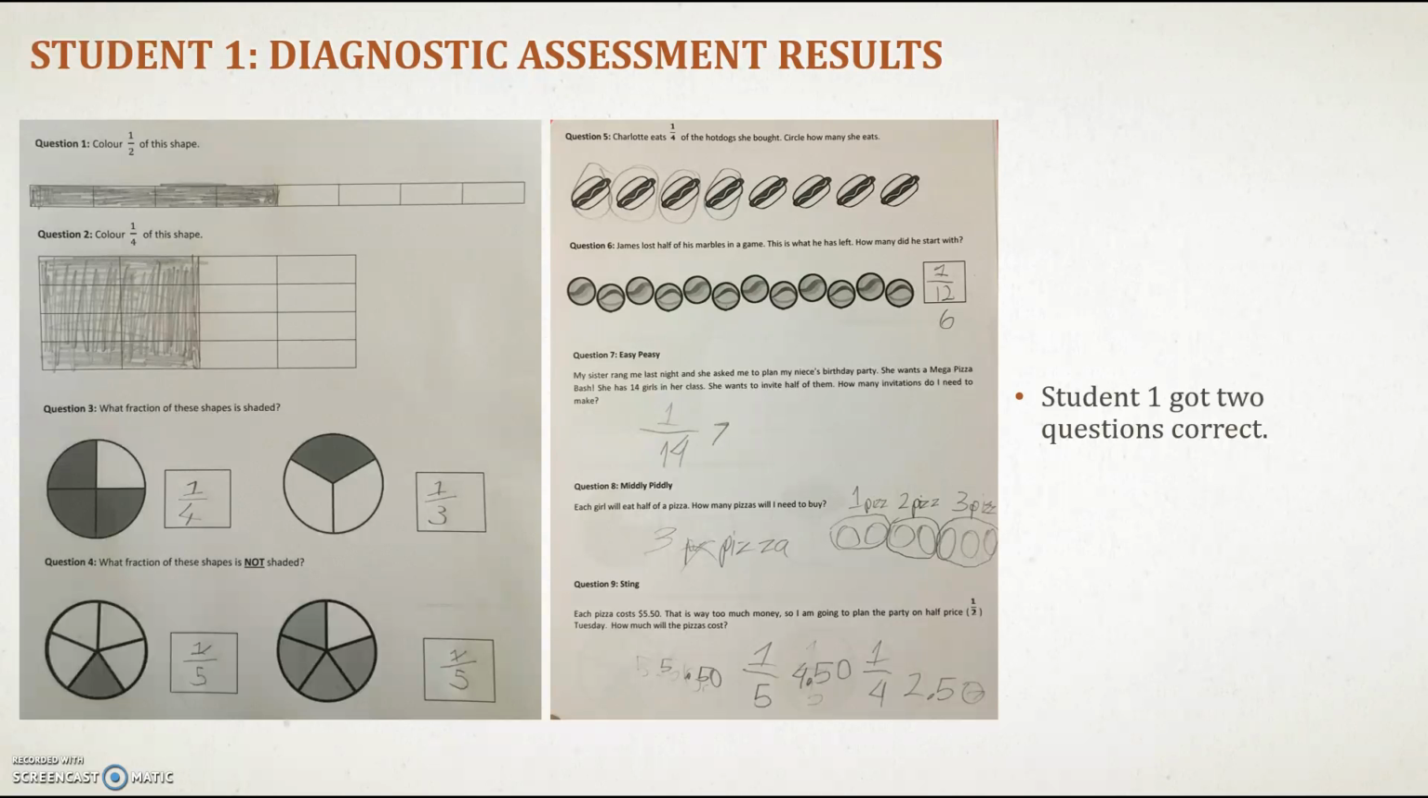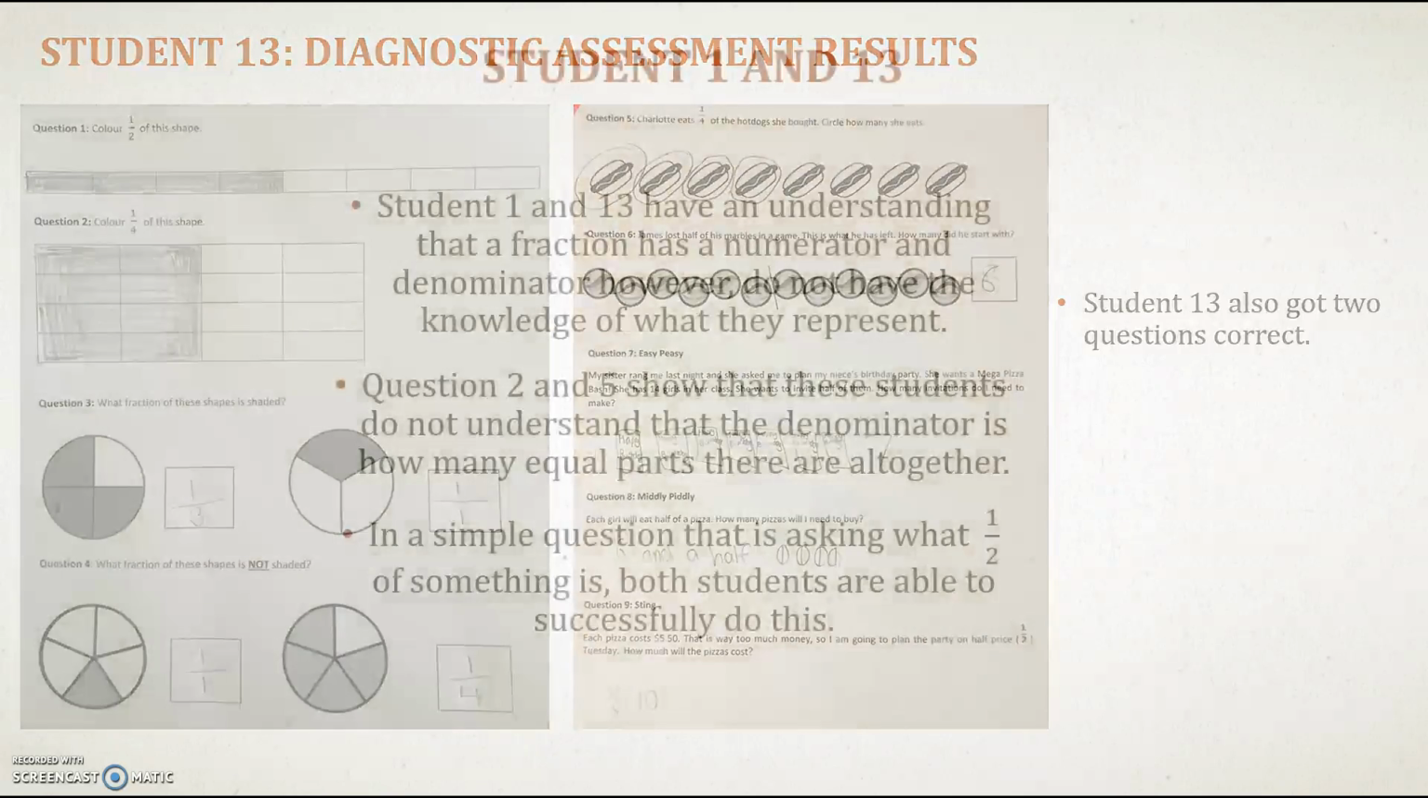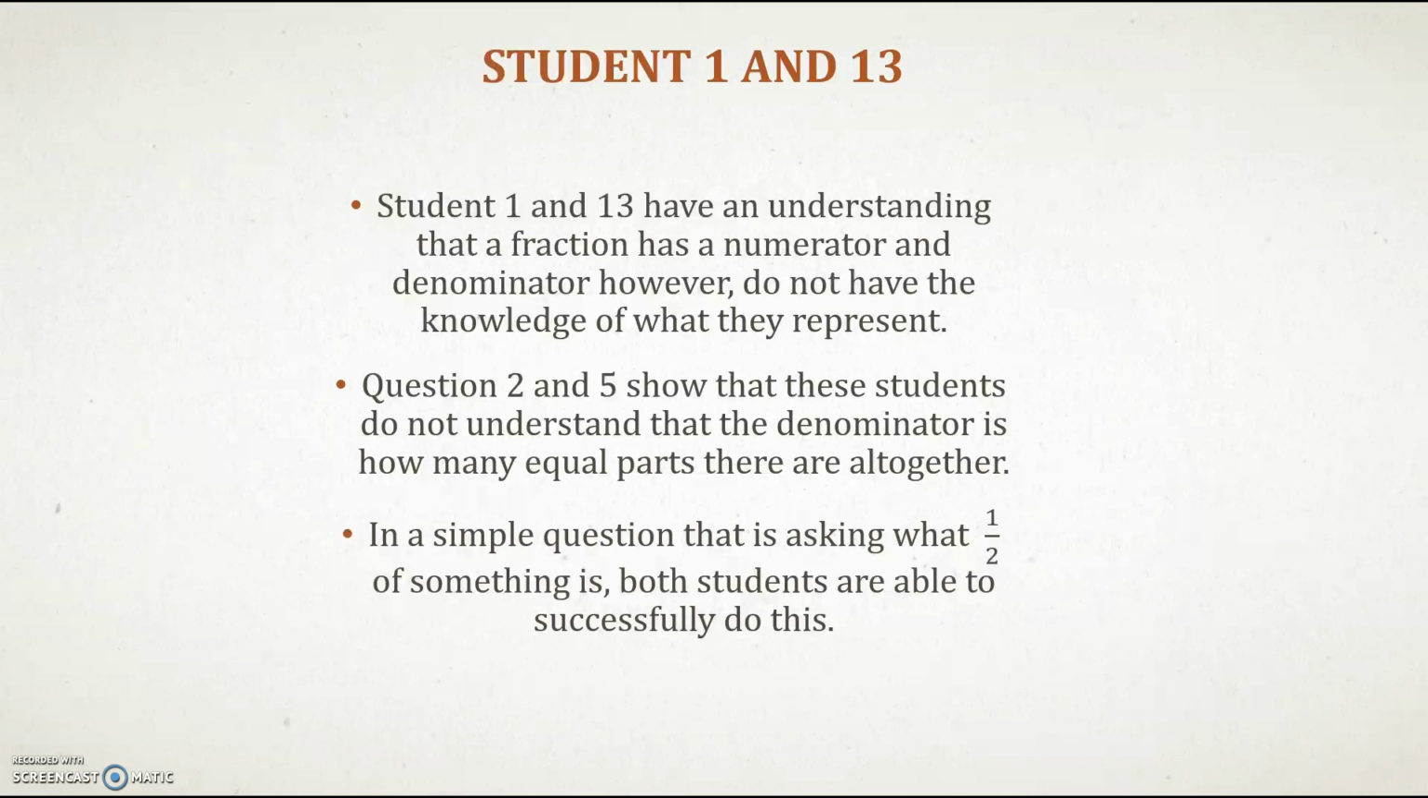So I chose 2 students. Student 1 got 2 questions correct on their diagnostic assessment, and student 13 also got 2 questions correct. Student 1 and 13 have an understanding that a fraction has a numerator and denominator, however do not have the knowledge of what they represent. Question 2 and 5 show that these students do not understand that the denominator is how many equal parts there are altogether. In a simple question that is asking what 1/2 of something is, both students are able to successfully do this.